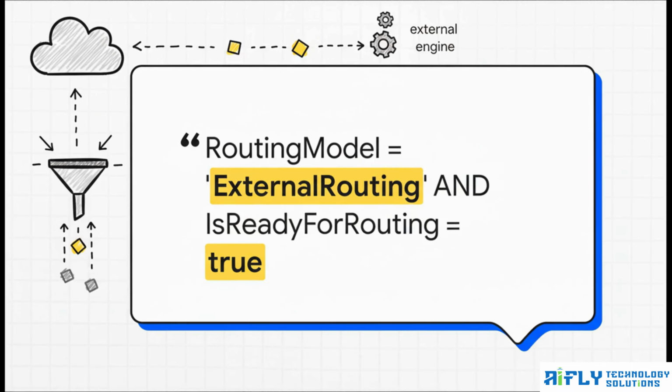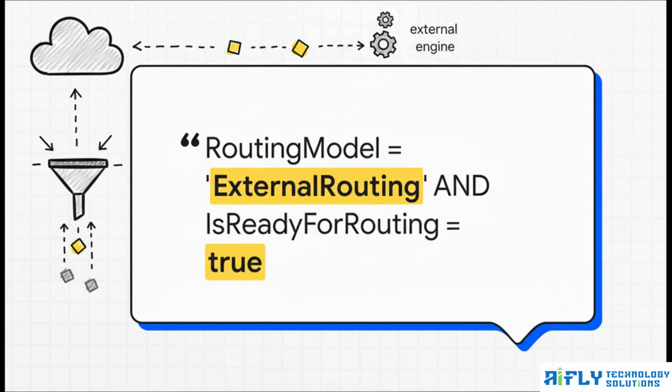But here is the most important part. You don't want to drink from the fire hose. You can't listen to every single change in Salesforce. You need to be specific. And that's where this filter expression is so critical. It's you telling Salesforce, look, don't even bother me unless the work is specifically flagged for external routing and it's actually ready to go.